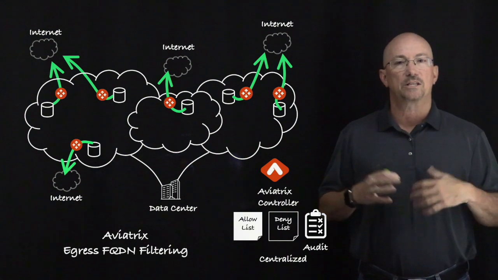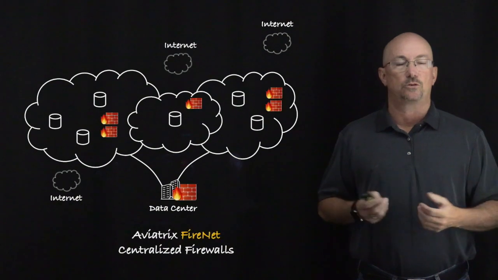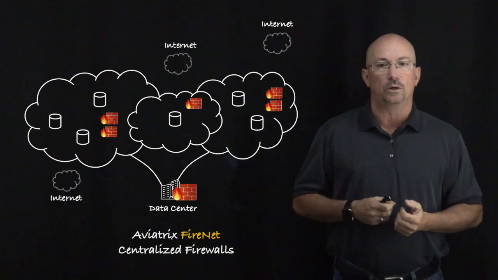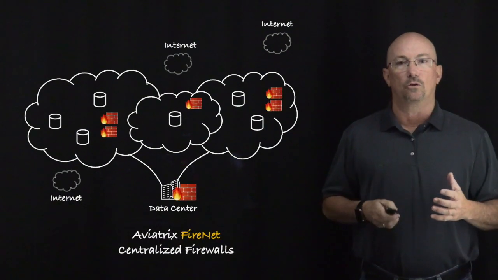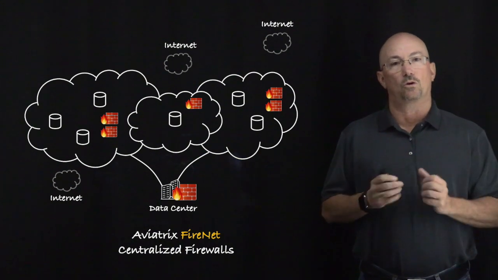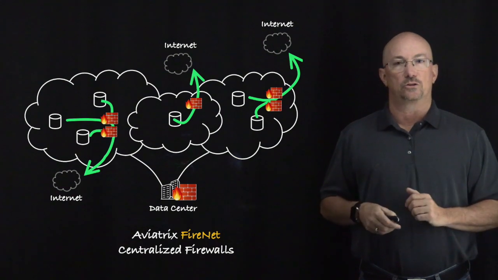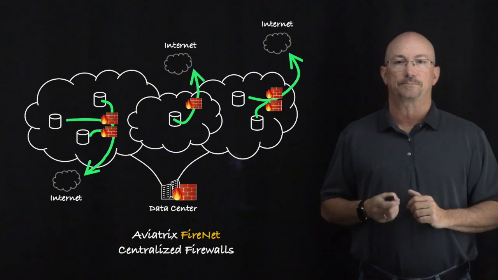Now over time this can expand. If you want to put your firewalls in the cloud, Aviatrix has what we call Firenet, which is centralized control of the firewalls, and you still have that traffic now going through firewalls that are running in the cloud and the policies that are associated with those.